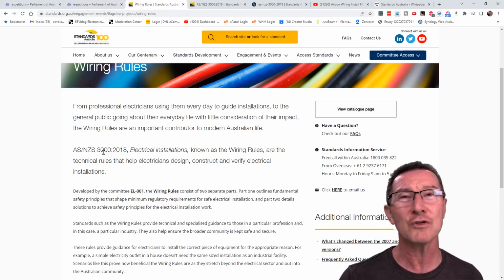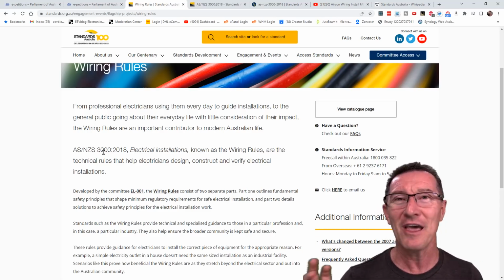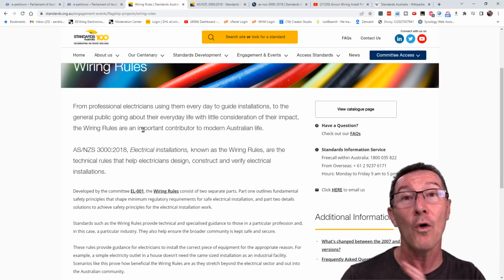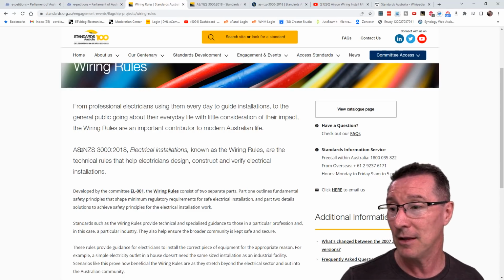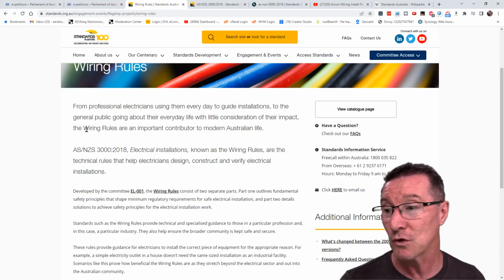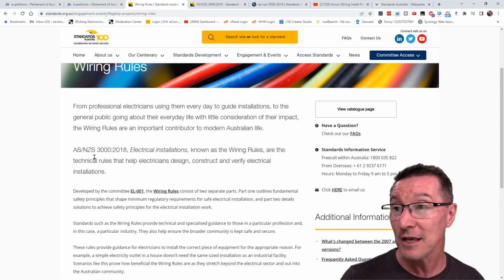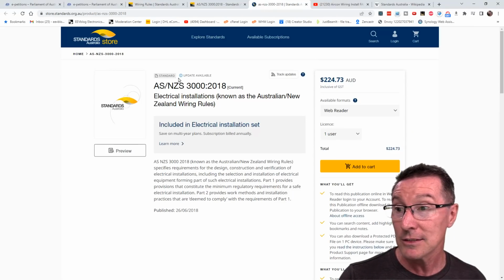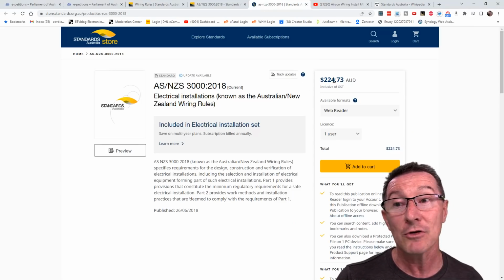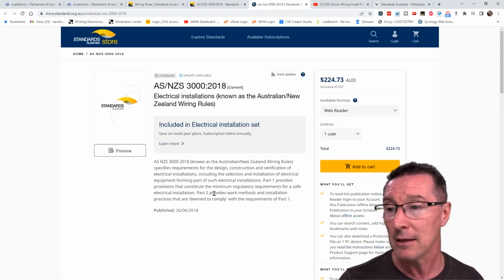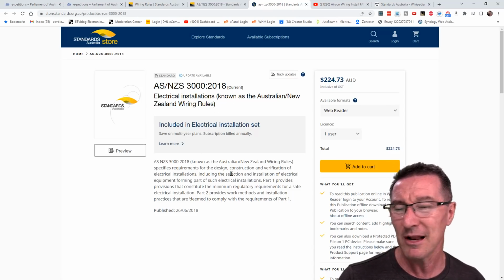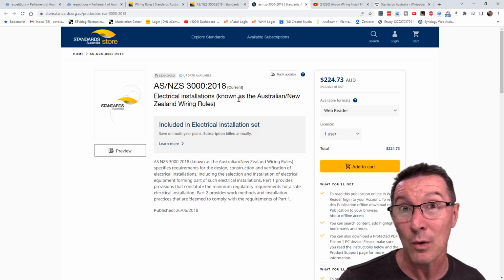It's the wiring rules, but there are thousands, tens of thousands of different standards. I don't know, does anyone know how many? There's tons in all aspects of, not just engineering, but all sorts of other things as well. And these things are quite expensive. If you want to buy it, it's $224. And it's hard to find a pirated PDF version. You might be able to get one or something. But these standards, if you need one, you've got to pony up the money. And that's just one of them.